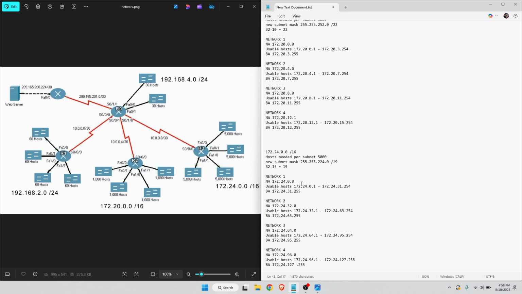172.24.0.1 to 172.24.31.254. And again here we can see the pattern. Once we know what to increment by, here we are incrementing by 32. So here you can see 172.24.0, then here 172.24.32, sorry, not 174, 172.24.64, and lastly 172.24.96.